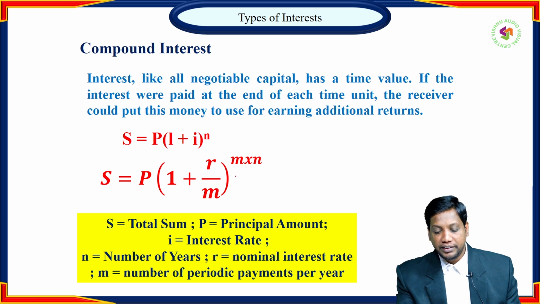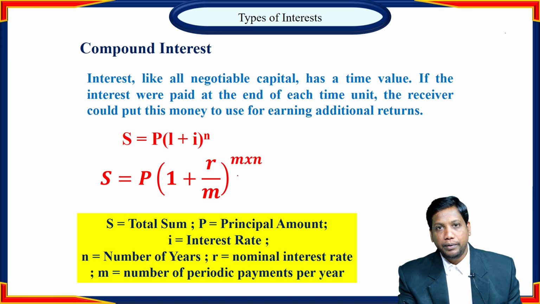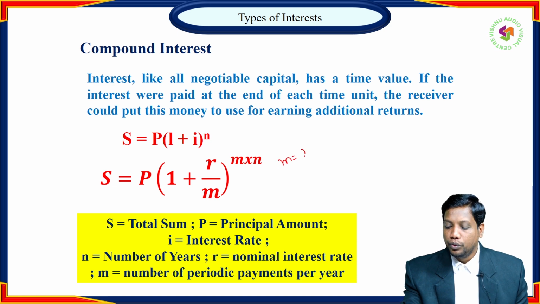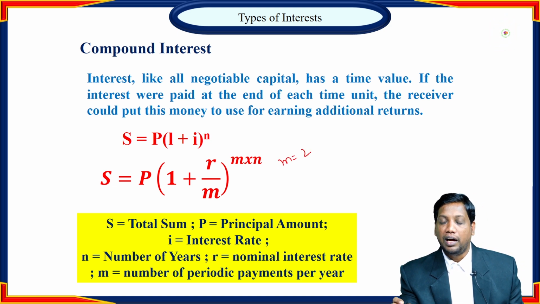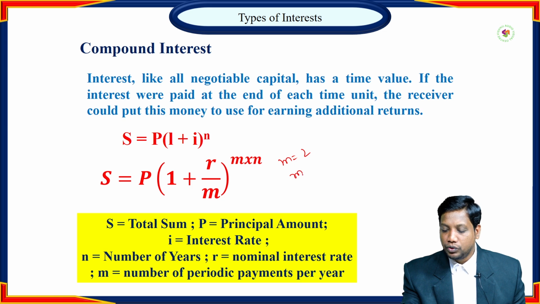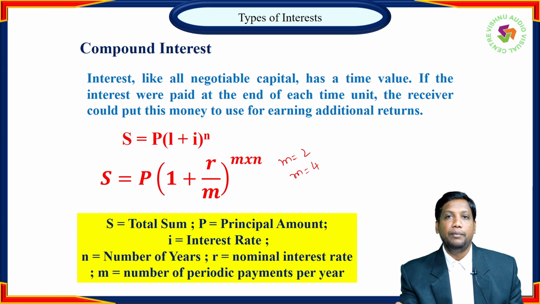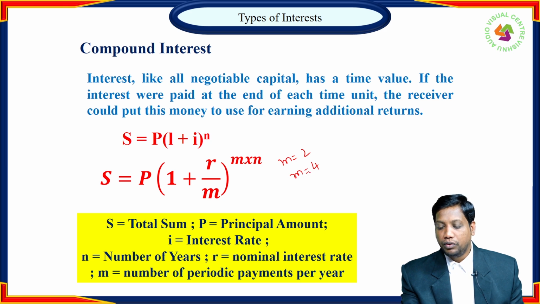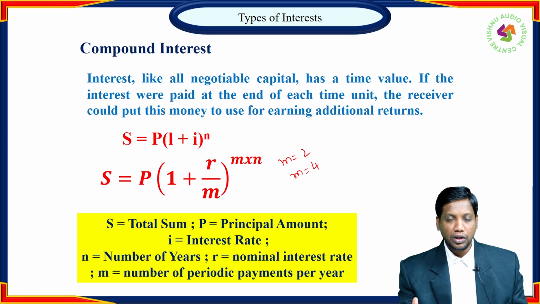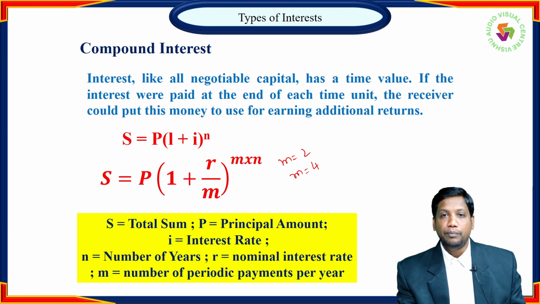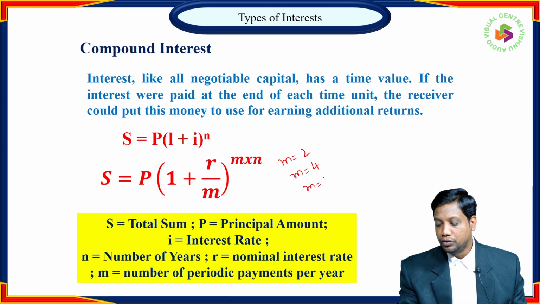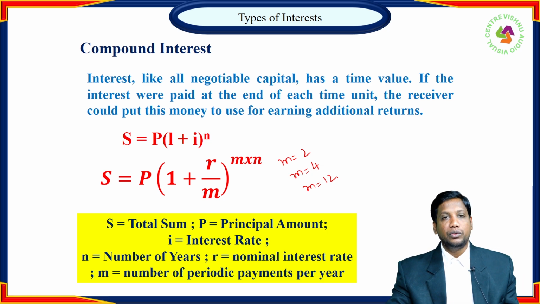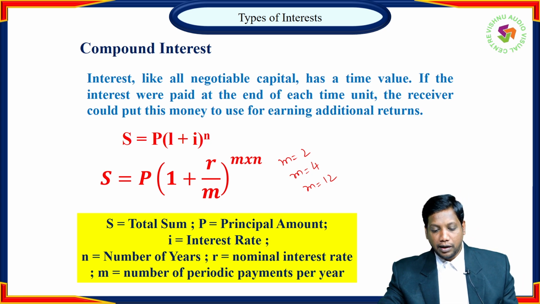In the second case, S equals P into (1 plus R by M) whole power M into N. R is the nominal interest rate, M is the number of periodic payments, N is the number of years. So M equals 2 for semi-annual or half-yearly payment. M equals 4 for quarterly payments, since per year we have 4 quarters. For monthly compounding, M equals 12. So this is how generally we calculate compound interest.